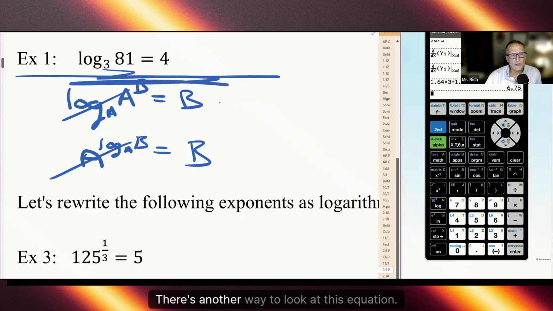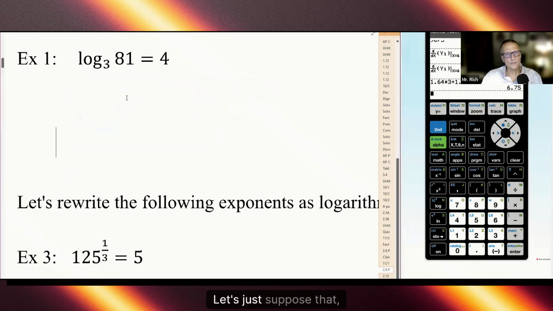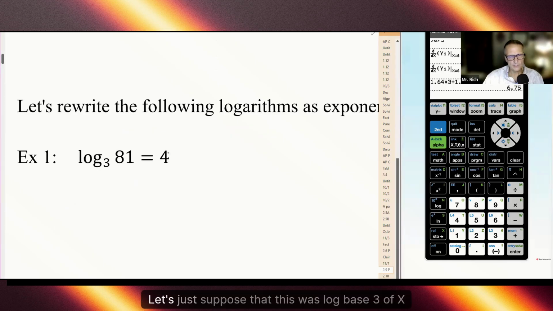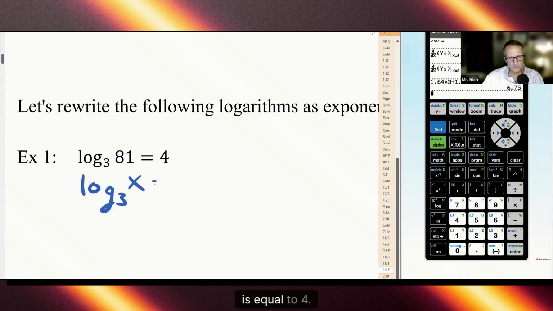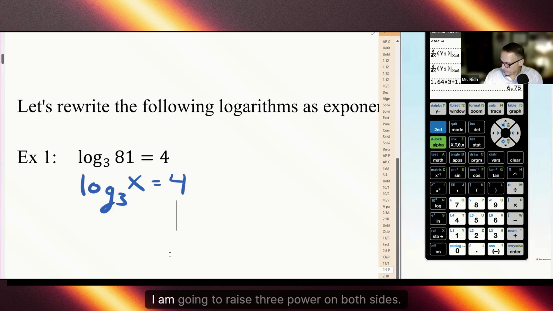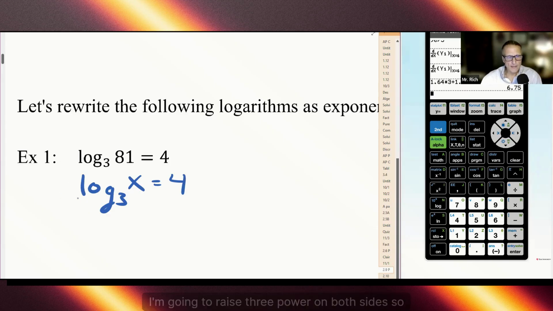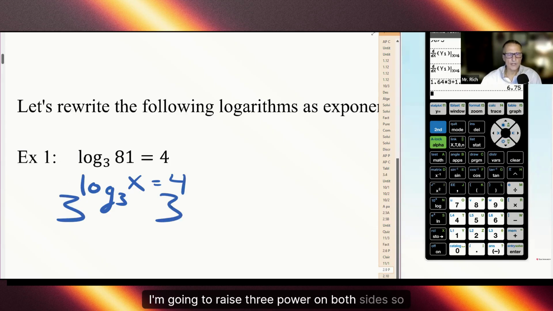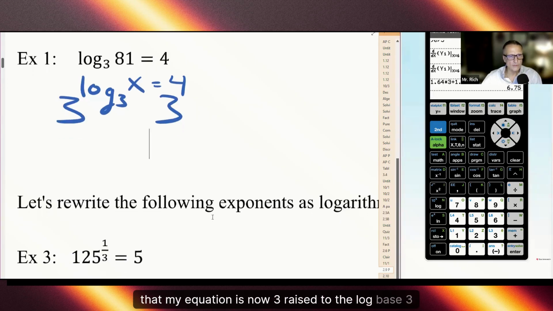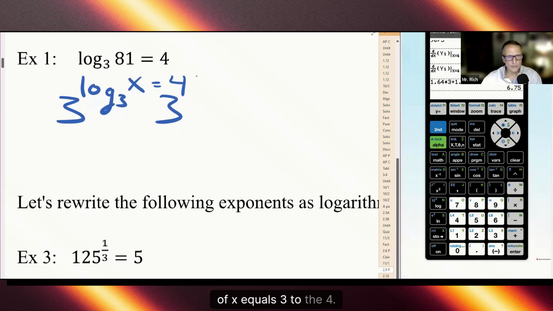Because there's another way to look at this equation. Let's just suppose this was log base 3 of x is equal to 4, and I told you to solve that for x. What you could do is raise 3 power on both sides. That's what we call exponentiating. So my equation is now 3 raised to the log base 3 of x equals 3 to the 4.